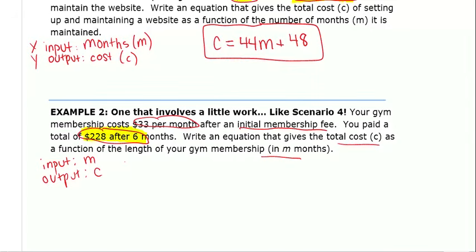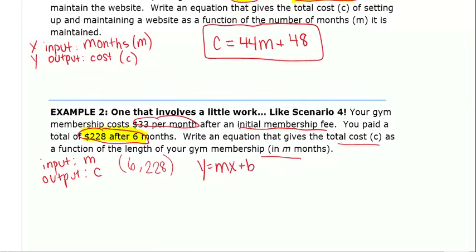If I took that and wrote it as an ordered pair, since the input, which is the x, is really the number of months, my input's going to be 6, and my output, which is the cost, would be 228. So I took this information and wrote it as an ordered pair. And now I can plug things into y equals mx plus b.